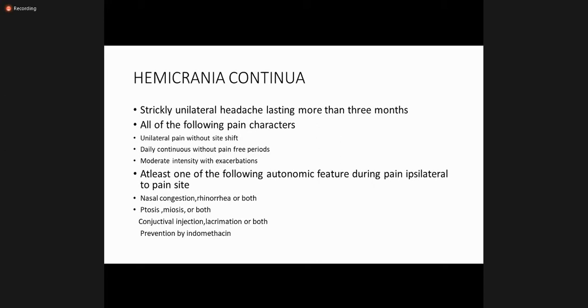And these are the headaches which are usually prevented by indomethacin. So whenever you place the patient on indomethacin, which is an NSAID drug, these headaches resolve, and this is also the diagnostic point that the patient might have hemicrania continua, because they respond a lot to management when they are placed on indomethacin group of drugs.